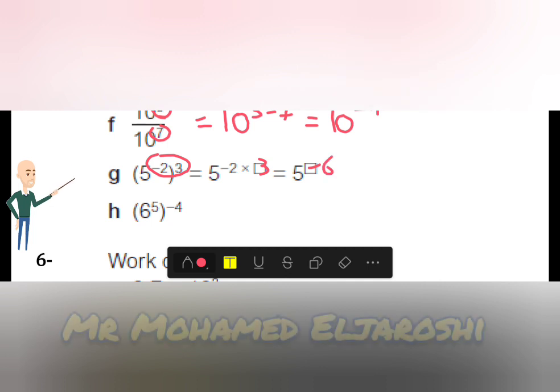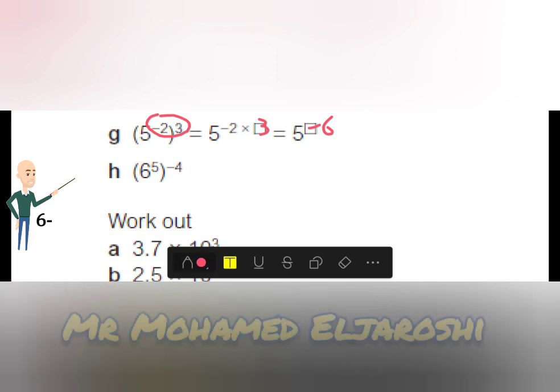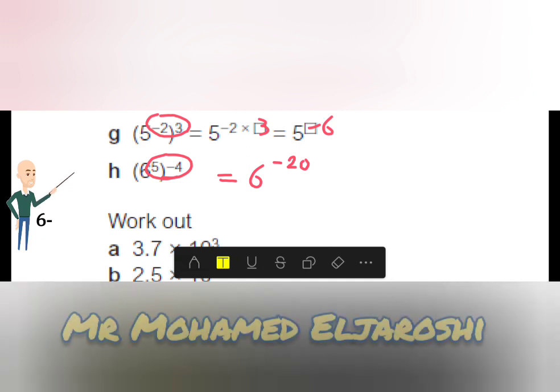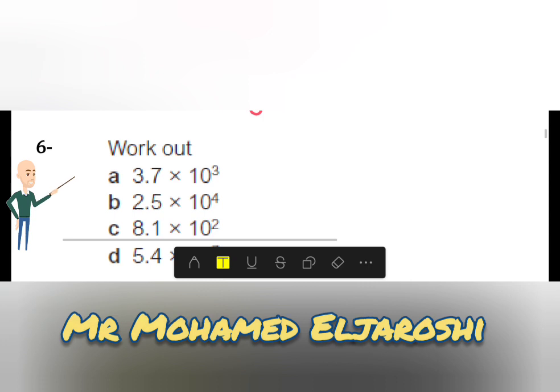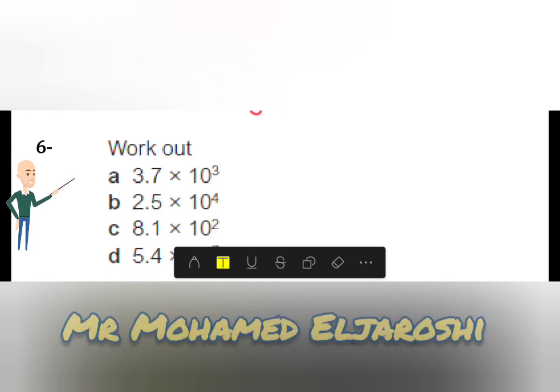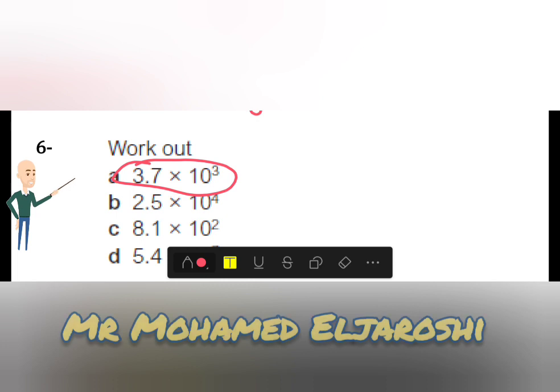Very good. Question H, same idea. We have a power of a power, so we're going to multiply the powers. So the answer will be the same base number with the powers multiplied, which is negative 20. Very good. Now, let's take a look at question 6. In question 6, you just write them in the calculator and they will give you the answer. Write the same numbers in the calculator here and they will give you the same answer.